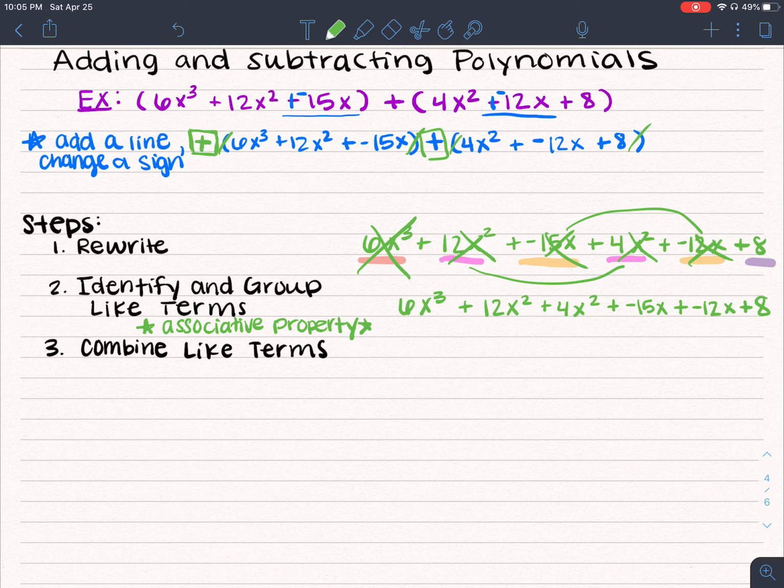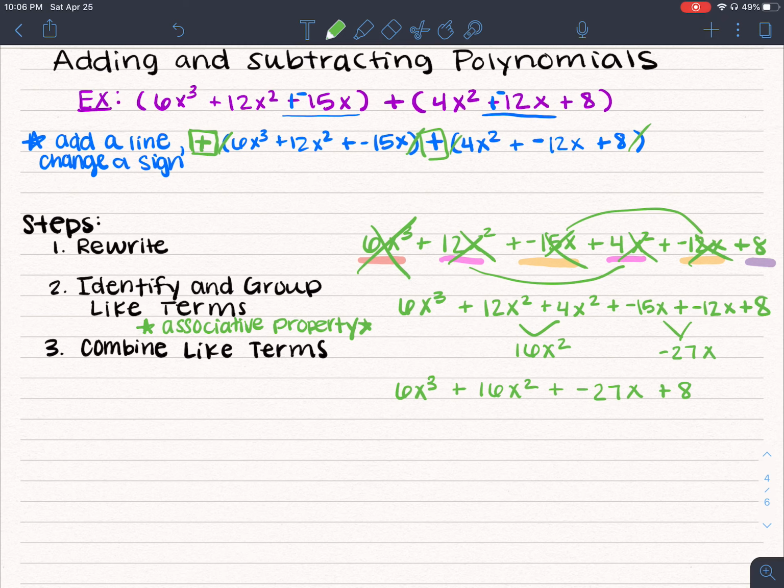So finally, we're combining our like terms. So we know 6x cubed is by itself. Here's our like term. We know 12 plus 4 is 16. And we know negative 15 plus negative 12, negative 27. Okay? And so we can write our final answer, 6x cubed plus 16x squared plus negative 27x plus 8.